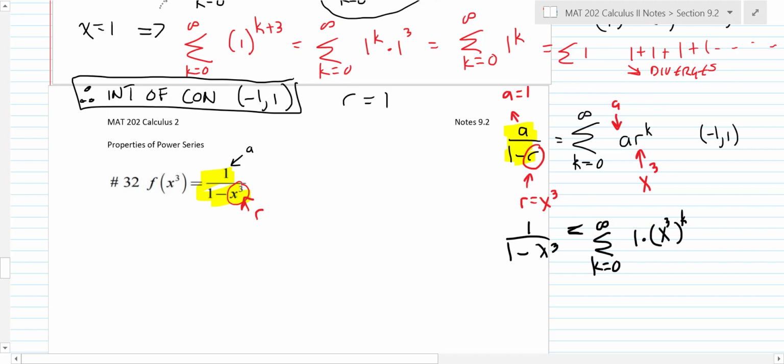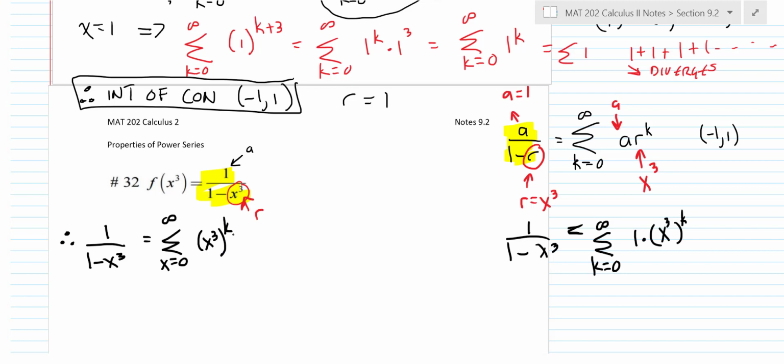Okay, so here's our conclusion so far. We're going to say, therefore, 1 over 1 minus x to the third is equal to the series, k equals 0 to infinity, of x to the third to the k, like this. And then once we get that put together, we're going to find an interval of convergence on that, okay?